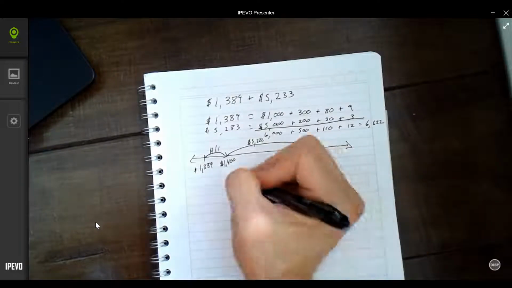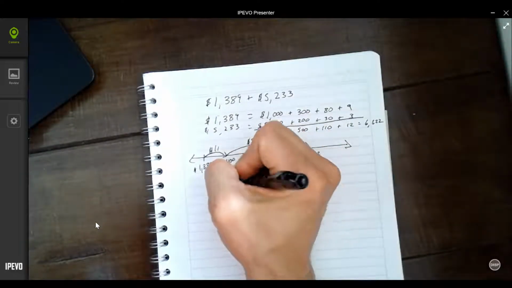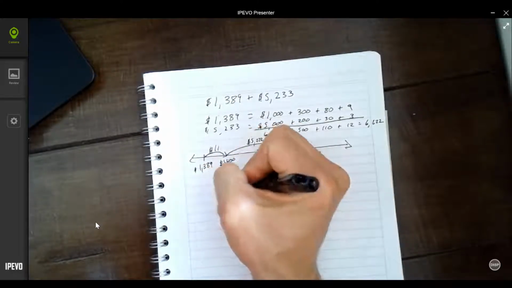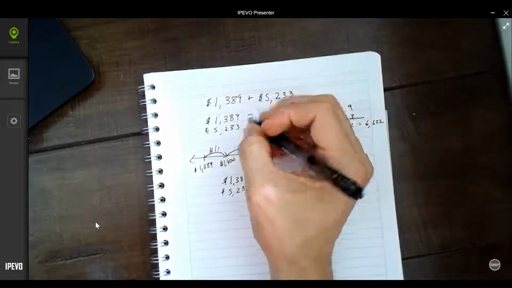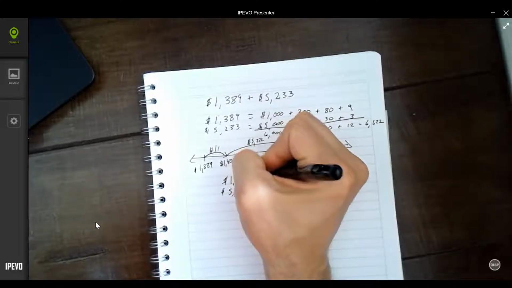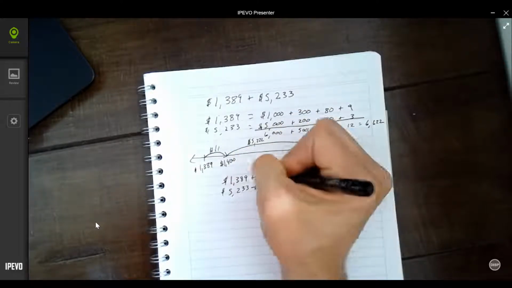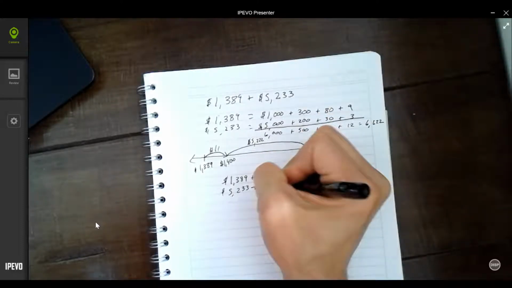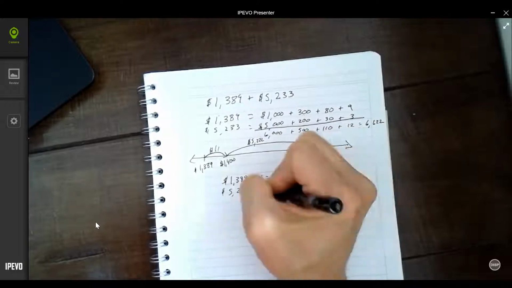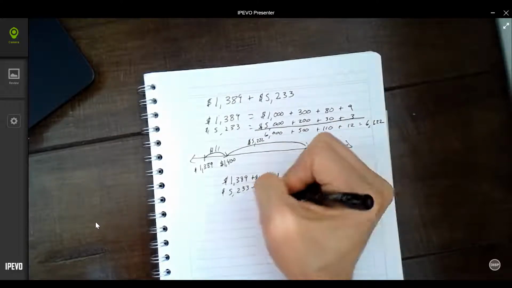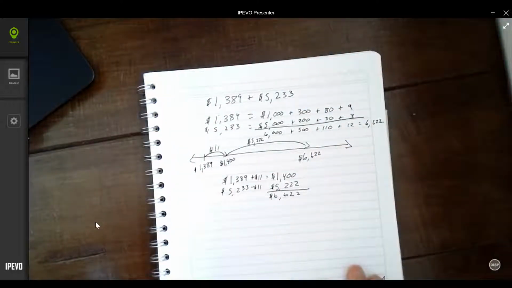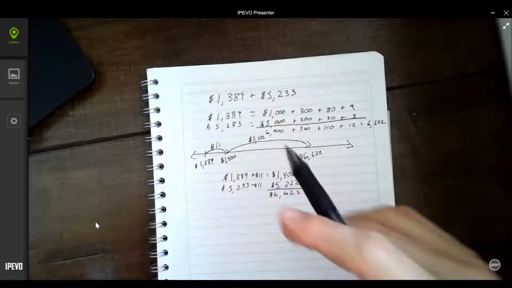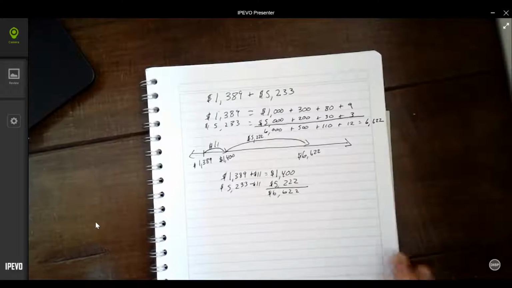And if we wanted to look at that in the equation here, $1,389 plus $5,233. We're going to add $11 up here, take away $11 here, to get us to $1,400 plus $5,222, which gives us $6,622. Again, using these compensation strategies is much more efficient than these.